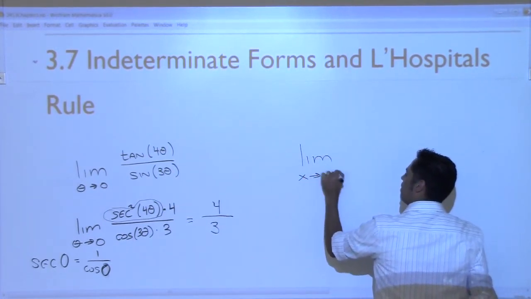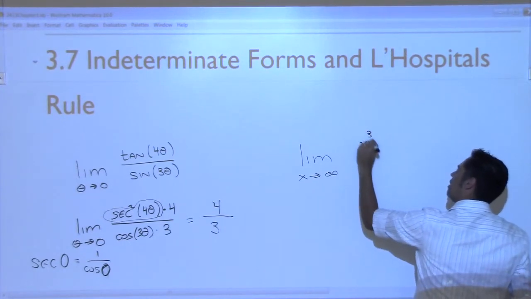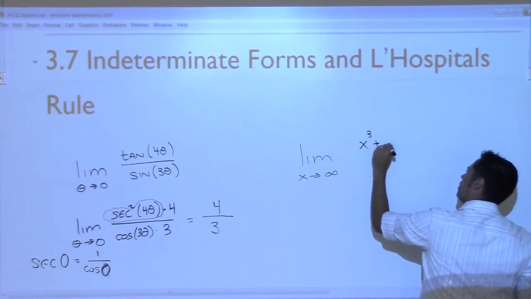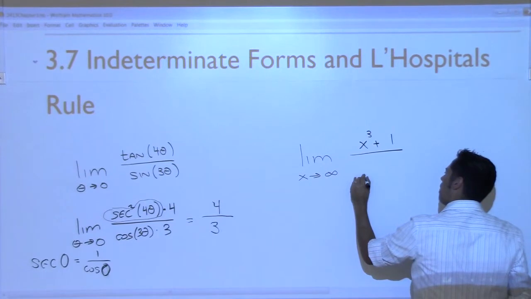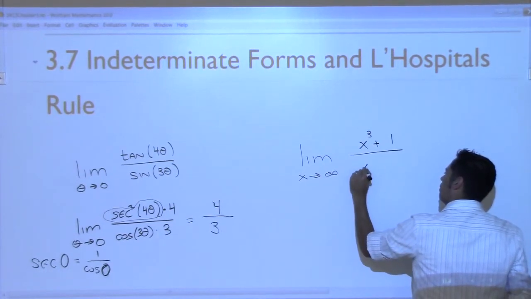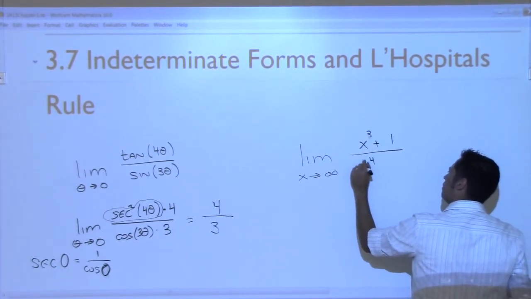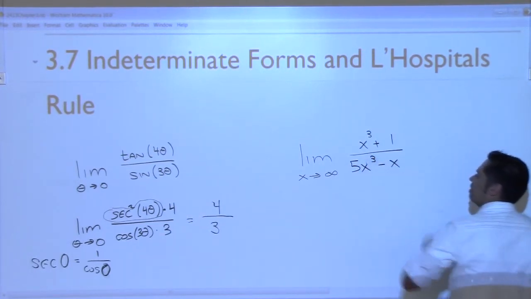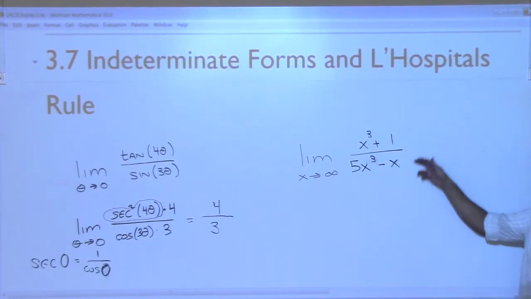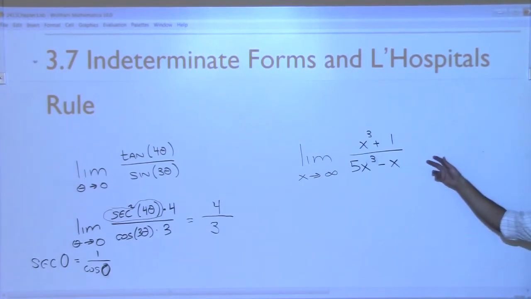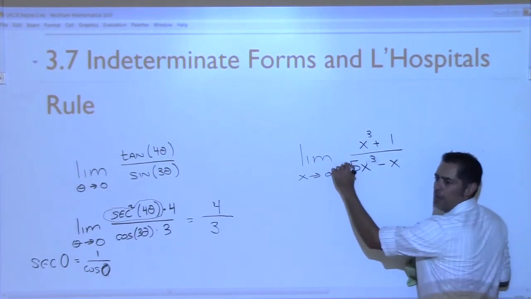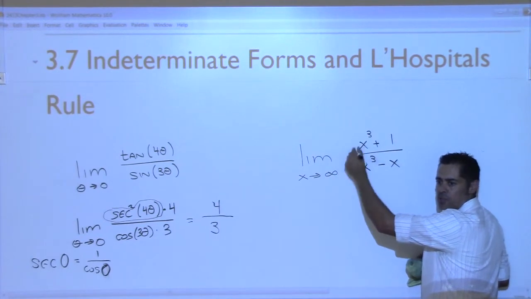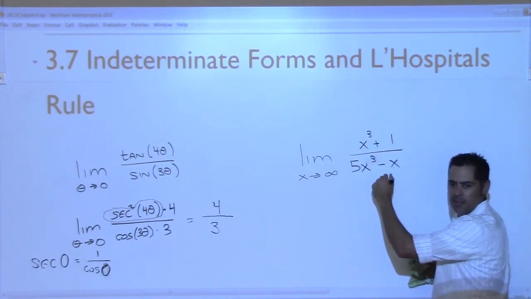Limit as x goes to infinity of 3x squared plus 1 over, let's go x to the 4th, we'll make it 5x cubed minus x. Do you remember how we would do something like this when we had infinity over infinity? We would have to come out here with something out front. Remember that? And push it through. Do you remember that? Yes?